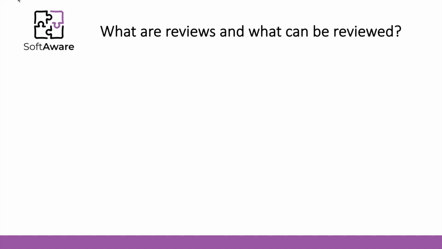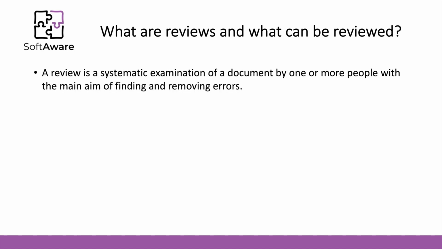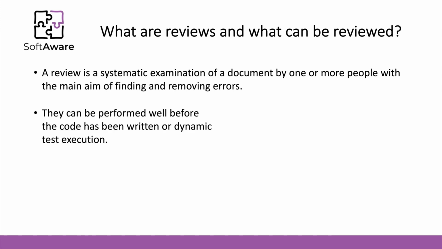What are reviews and what can be reviewed? A review is a systematic examination of a document by one or more people with the main aim of finding and removing errors. They can be performed well before the code has been written or dynamic test execution. The main manual activity is to examine a work product that can be reviewed. The idea is to make comments about it.